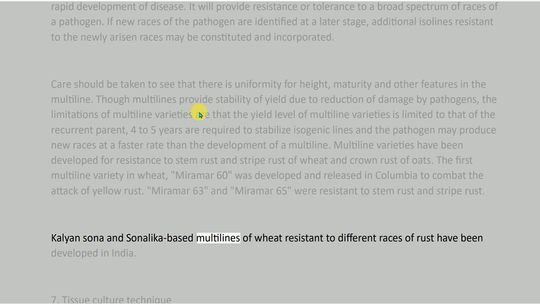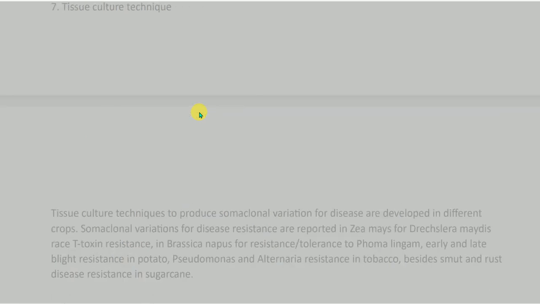7. Tissue culture technique. Tissue culture techniques to produce somaclonal variation for disease resistance have been developed in different crops. Somaclonal variations for disease resistance are reported in maize for Drechslera maydis race T toxin resistance, in Brassica napus for resistance or tolerance to Phoma lingam, early and late blight resistance in potato, Pseudomonas and Alternaria resistance in tobacco, besides smut and rust disease resistance in sugarcane.